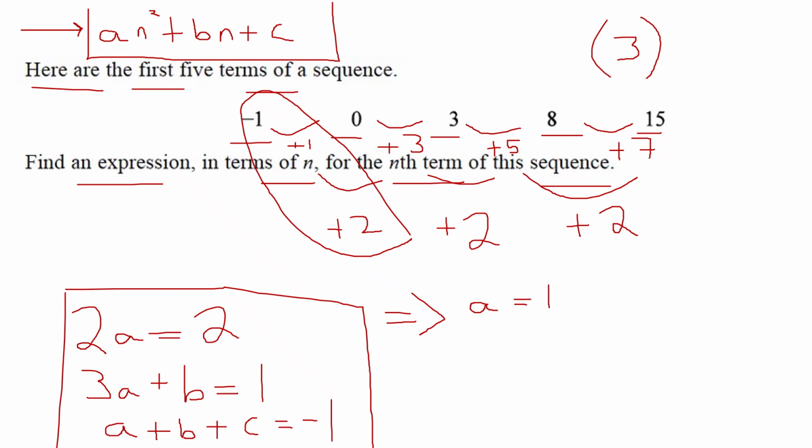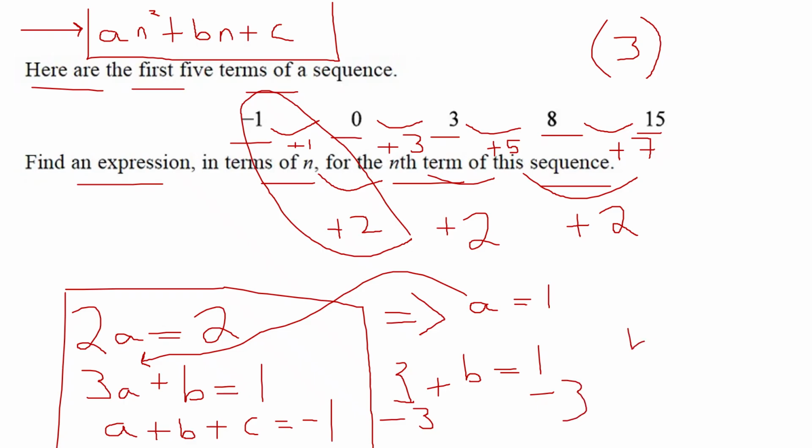If a is 1, I'm going to plug this in here. We're going to have 3 plus b is equal to 1. Subtract 3 on both sides, we get b is negative 2. So a is 1, b is negative 2. I'm going to sub this in to work out what c is. So I'm going to have a plus b, so 1 plus negative 2 plus c is minus 1.